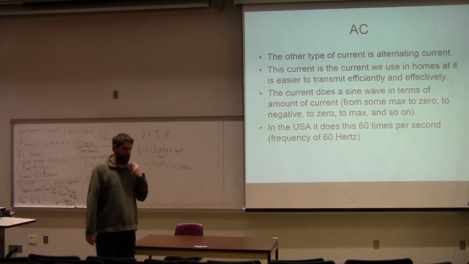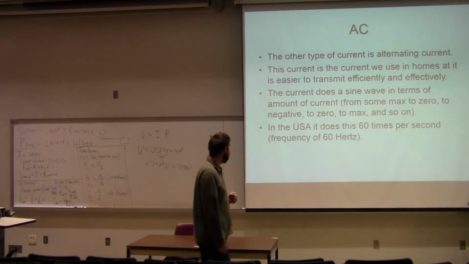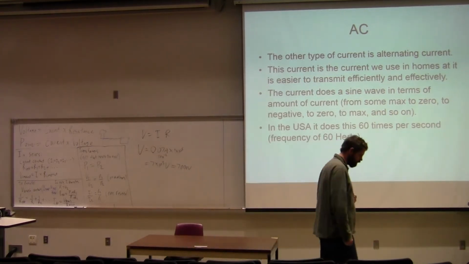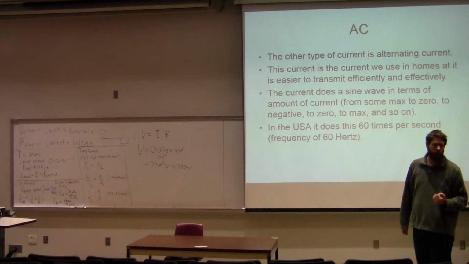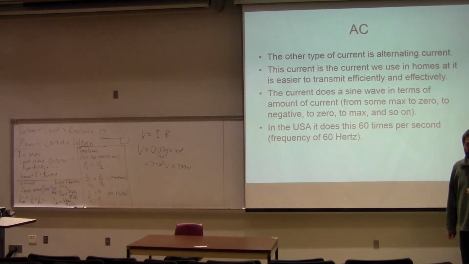So most electricity we get from the wall, and that gets produced, is alternating current. Now we learn why we produce alternating current and why that's easier a little bit later today and as well next week.